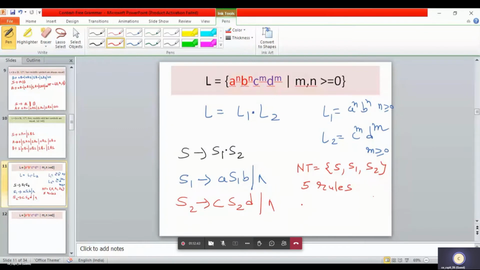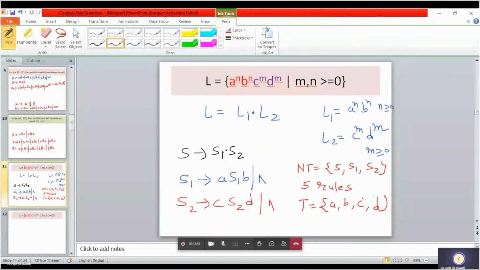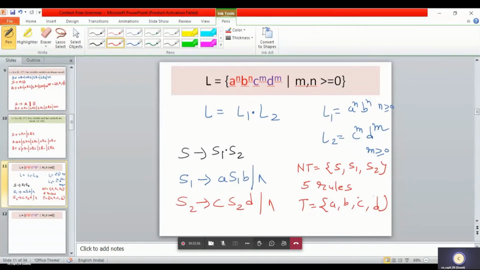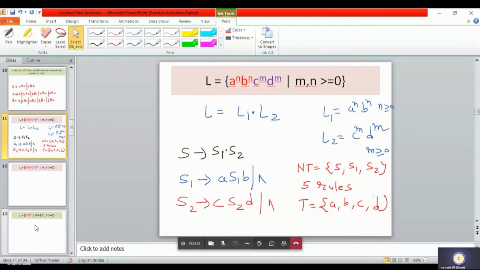And we have terminal symbols, that is four terminal symbols: A, B, C, D. So I hope it is clear how we have generated this context-free grammar. So now let us go to this.